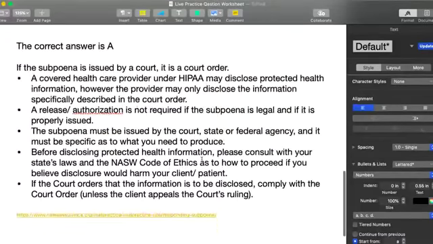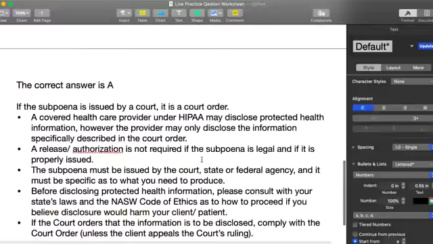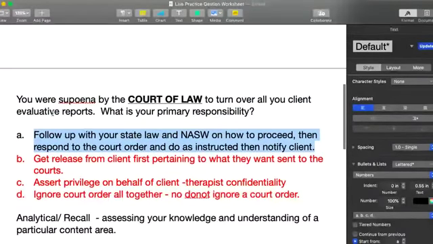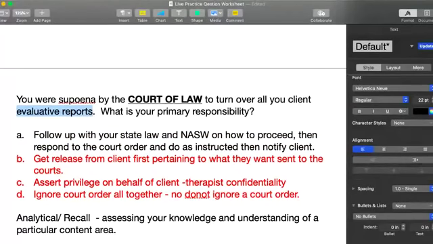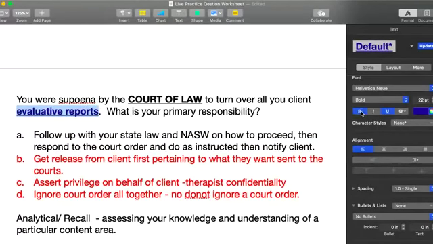And here's the rationale. If a subpoena is issued by a court of law, it is otherwise known as a court order, so you want to keep that in mind. A covered healthcare professional under HIPAA may disclose protected health information. However, the provider may only disclose the information specifically described in the court order. Now, if you look here, the question says you were subpoenaed by the court of law to turn over all your clients' evaluative reports. So the only thing you're expected to turn over at this particular point is the evaluations that you've written up or done on the client. Nothing more, nothing less. That's what's being subpoenaed.